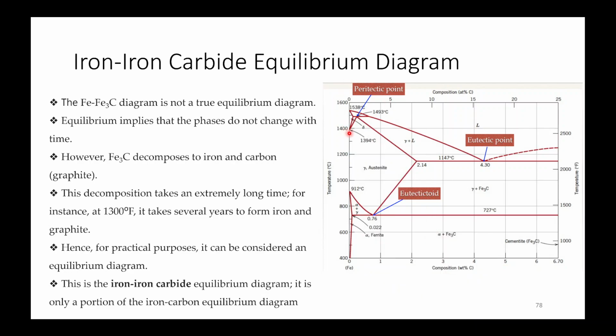In this case, this is your peritectic point, and here it is the eutectoid point at 0.76 weight% of carbon, and at 4.3 weight% carbon it shows the eutectic point. Your maximum solid solubility will be 2.14 weight% for gamma austenite, and austenite will be having the highest solid solubility for carbon.